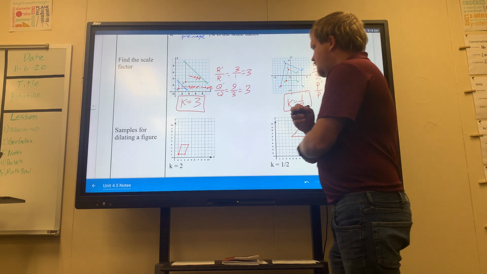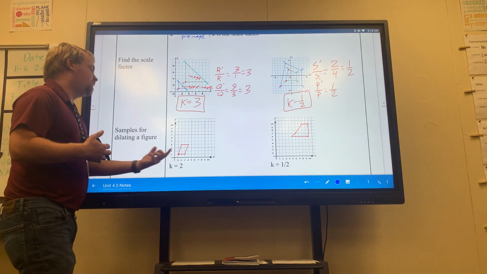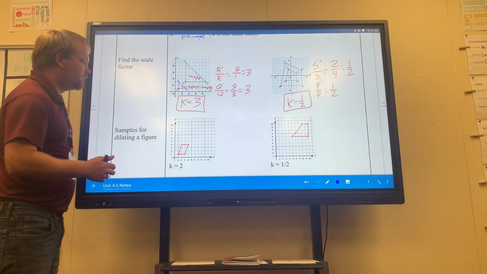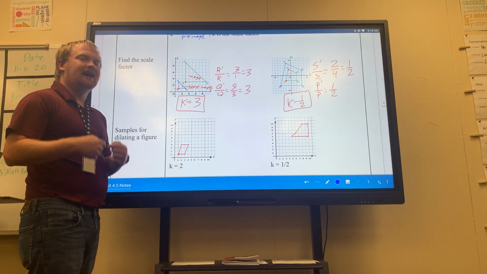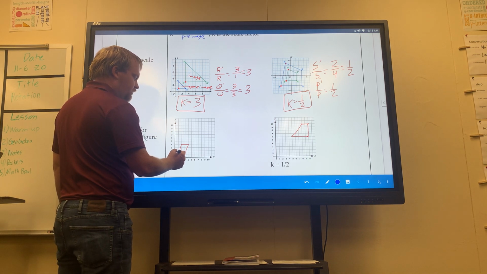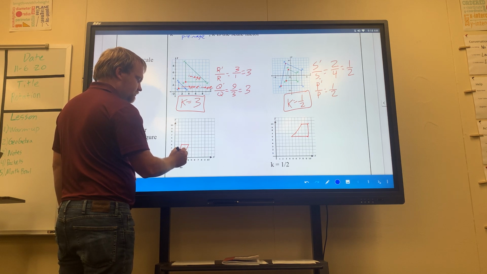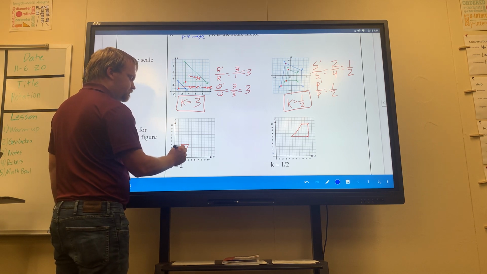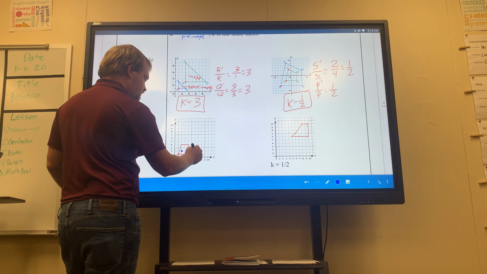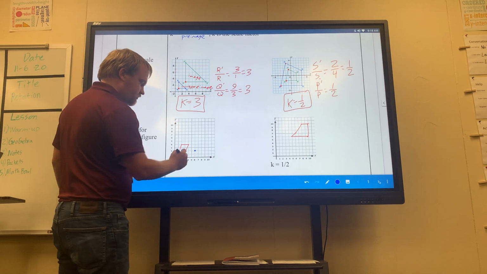Now the next thing I want to do is enlarge this figure right here. I want to make it bigger. So it just so happens that the scale factor is 2. So for both x and y, I'm multiplying by 2. For this point right here, this is 1, 1. So 2 times 1 is 2, 2 times 1 is 2. So that would be my new point. I have 3, 1, which tells me it's going to be 6, 2, because 3 times 2 is 6 and 2 times 1 is 2.